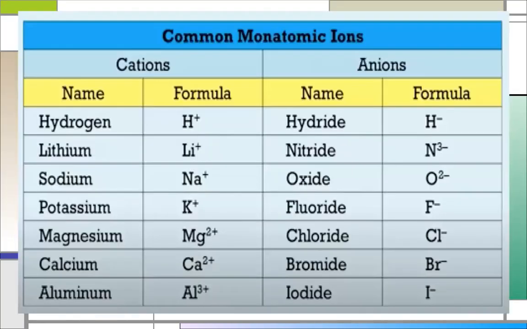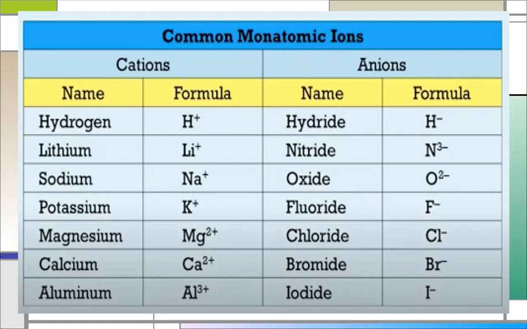Shown on your screen are the common monoatomic ions. Again, these are common monoatomic ions. Monoatomic means one atom only. You have the cations: hydrogen, H positive; lithium, Li positive; sodium, Na positive; potassium, K positive; magnesium, Mg2 positive; calcium, Ca2 positive; and aluminum, Al3 positive.